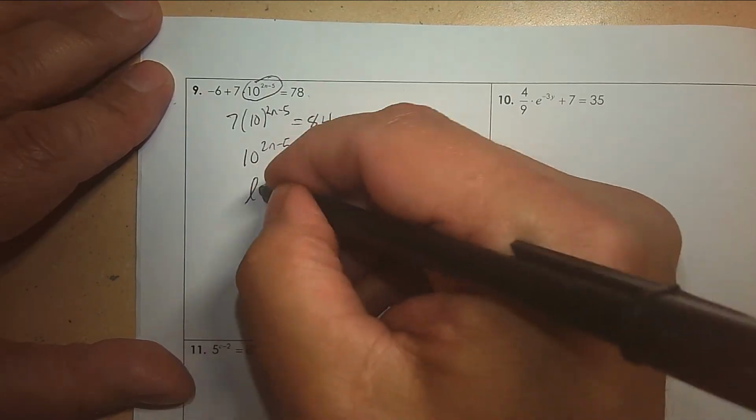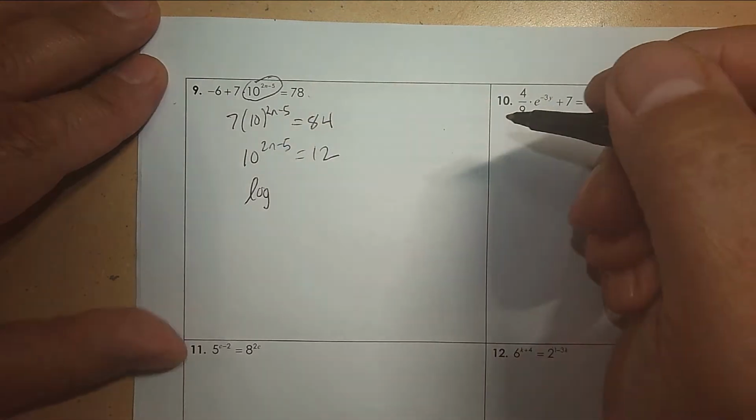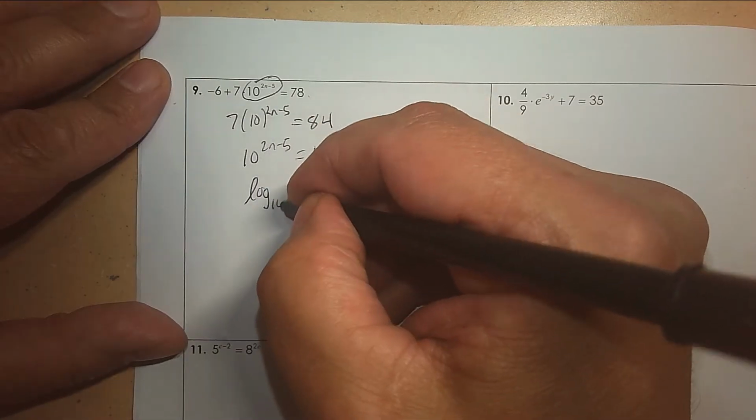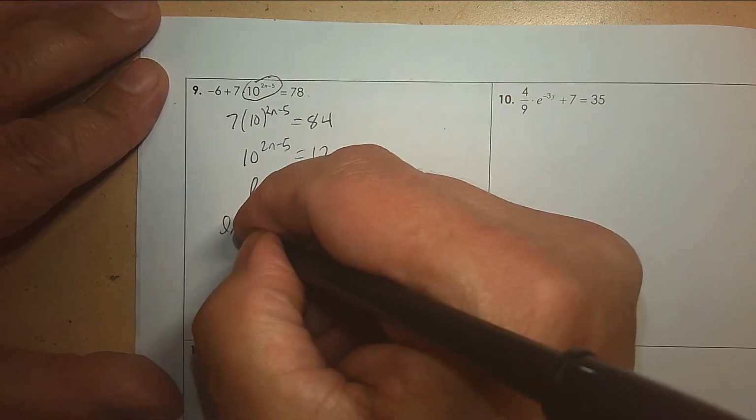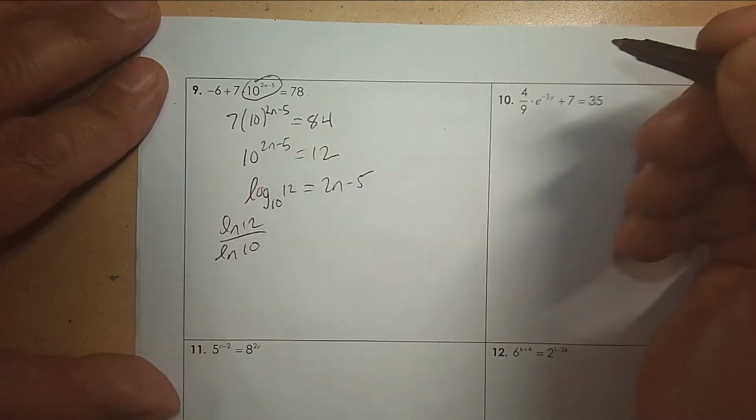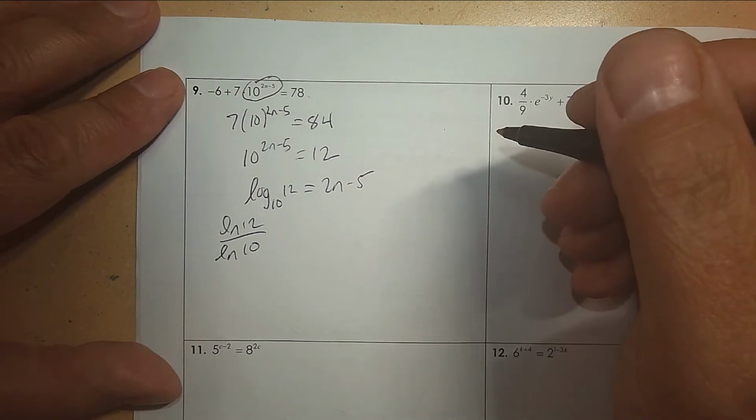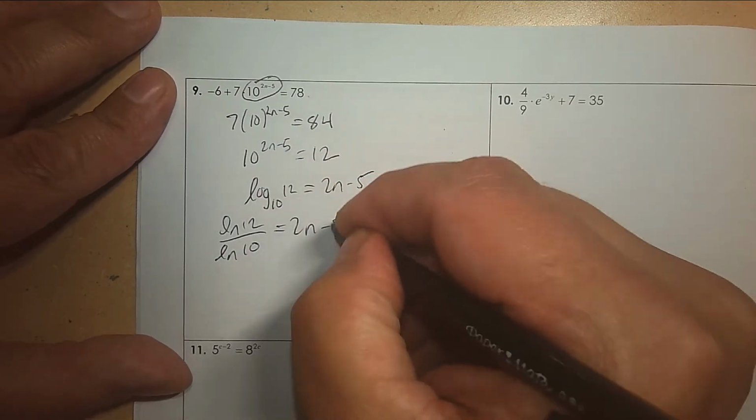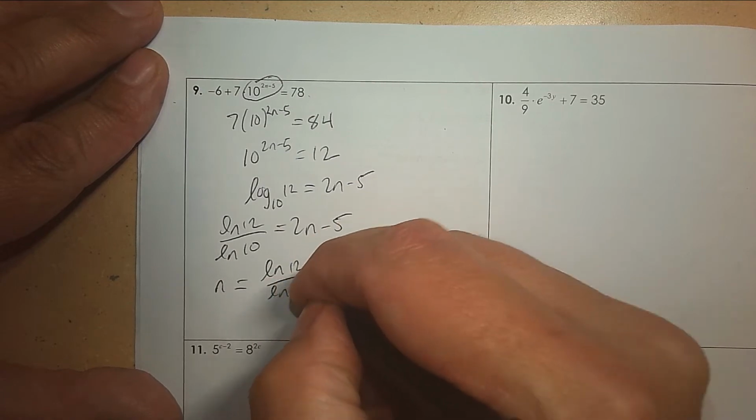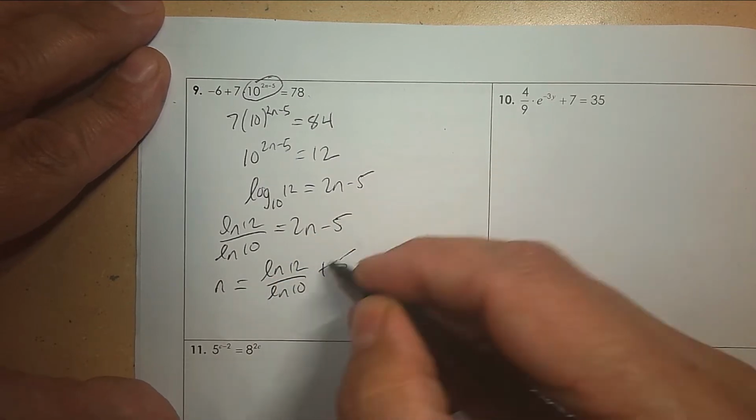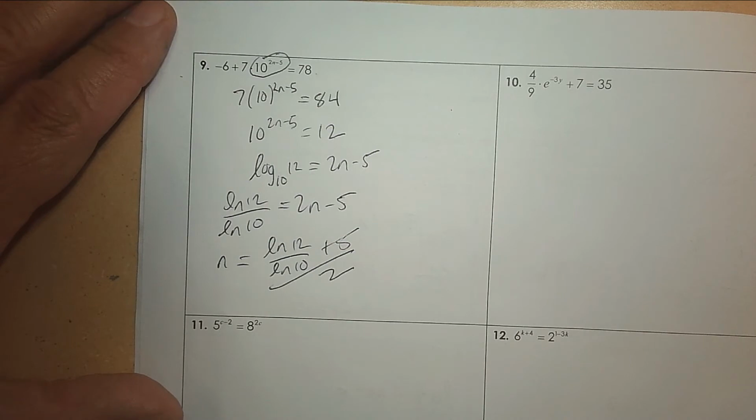Then I'm going to write it as a logarithm. So once it's isolated, then I can write log. The base is 10. 12 goes inside. 2n subtract 5. So in my calculator, it's going to be ln 12 divided by ln 10. And then to get m by itself, I'm going to take the ln 12 divided by ln 10. We're going to add 5 and then divide everything by 2.